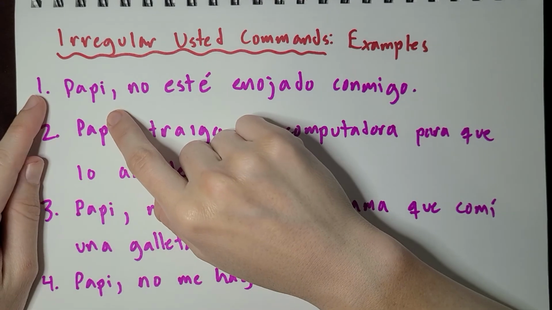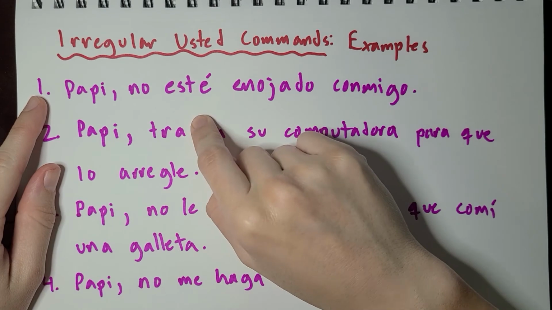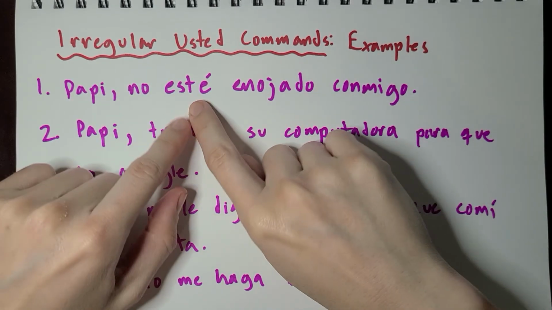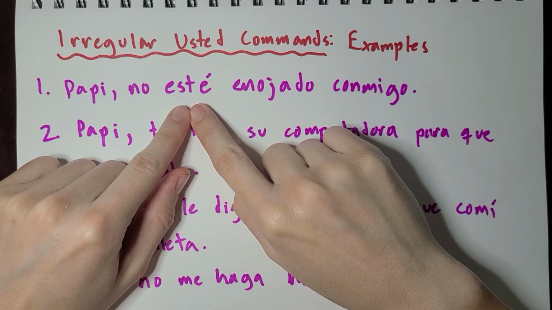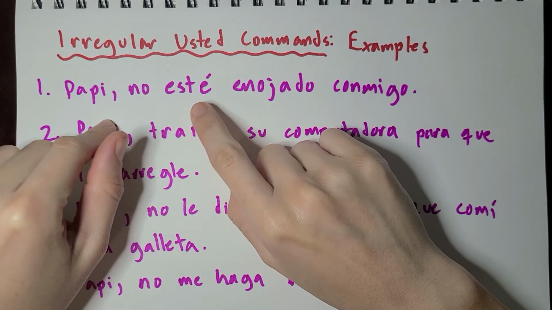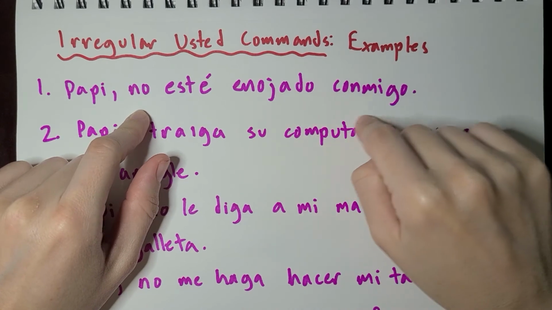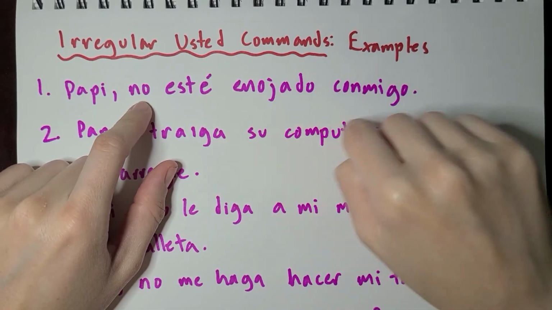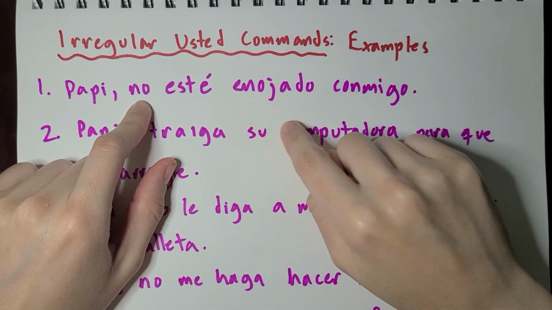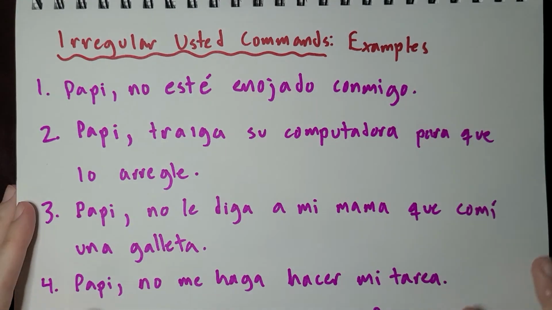Okay, 1. Papi, no esté enojado conmigo. So remember, esté is the subjunctive form of estar. Papi, no esté enojado conmigo. Enojado means mad, conmigo means with me. So don't be mad at me or don't be mad with me. No esté enojado conmigo.